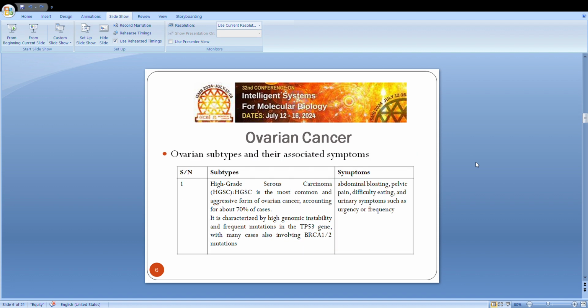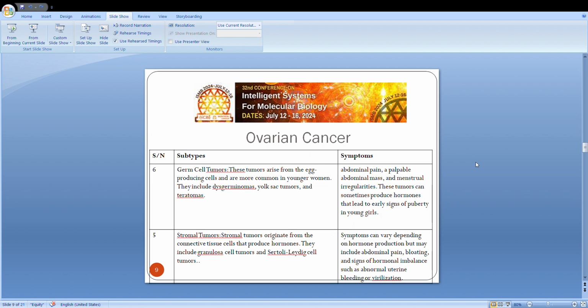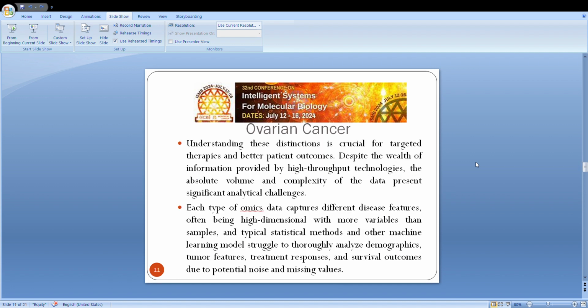The multiplicity of ovarian cancer contributes to its complexity. It has several subtypes, each with distinct molecular and clinical characteristics. The symptoms are often vague and can include abdominal and pelvic pain. Here are just about 7 of the subtypes. Their symptoms are quite similar. Because of our time, we would just like to move on.